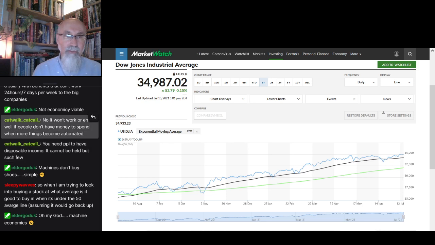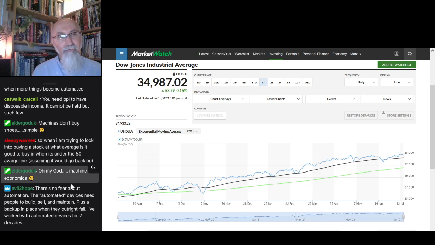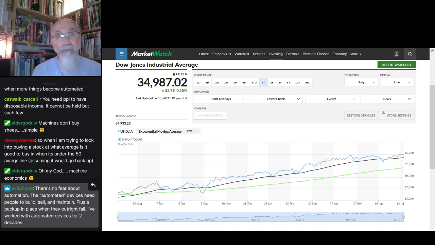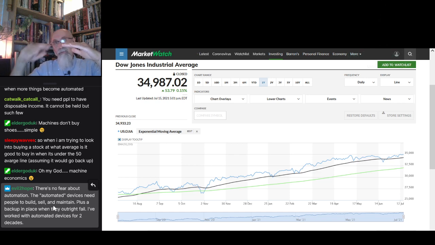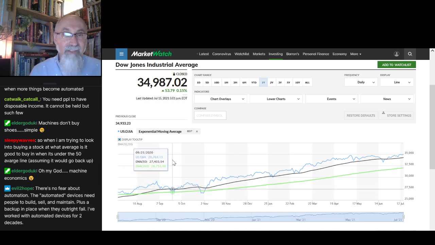So when I am trying to look into buying a stock, at what average is it good to buy in when it's under the 50 average line, assuming it would go back up? Well, if a stock goes below the 50-day moving average with volume, right, and bounces off the 50-day moving average, can't break through it, if it starts skimming it, it could go either way, up or down, right? But if you think it's going to go down again, then the 200-day moving average in general is a good support level. The 200-day moving average is one of the most solid support levels there is. It can cut through it, but it does tend to bounce.